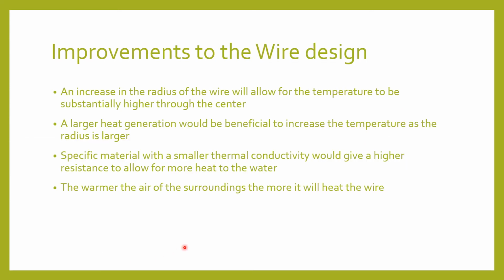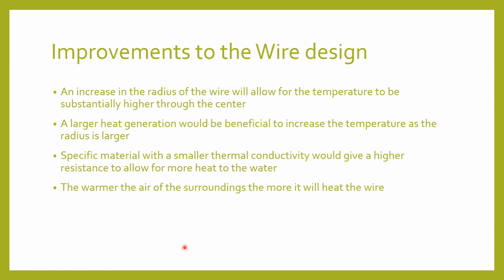With this information, we were able to make some improvements to the wire design. So an increase in the radius of the wire will allow for temperature to be substantially higher through the center. Larger heat generation will be beneficial to increase temperature as the radius is larger. And specific material with a smaller thermal conductivity would give a higher resistance to allow for more heat to the water. So your water would boil faster and heat up quicker.